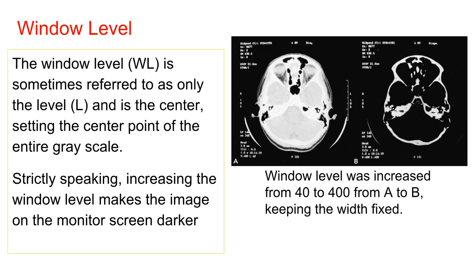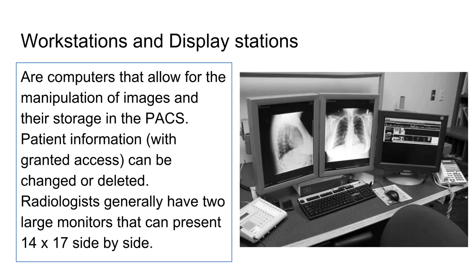So window level, usually abbreviated WL, sometimes just known as the level, is the center point of the entire grayscale. And as I've said, strictly speaking, it increases or decreases the brightness of the overall image. There are some systems that might allow you to choose a region of interest and then change it in just one spot. Almost anything you can think of has been done somehow.